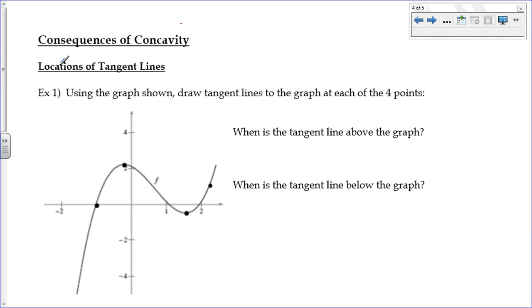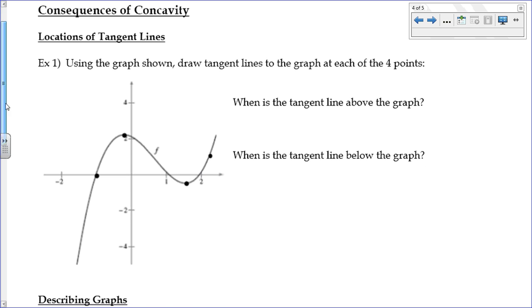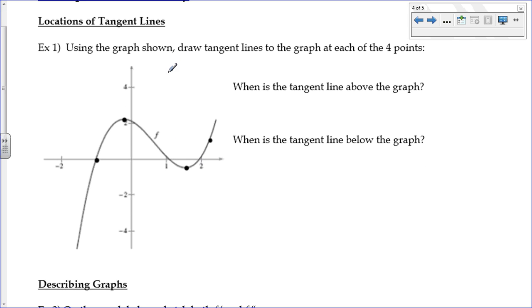All right, welcome to part 3 of our discussion on concavity. We've talked about so far graphs and how concavity looks on a graph. We've talked about algebraically, how do you find intervals of concavity, and algebraically, how do you find points of inflection. And these next 2 pages are going to be on the consequences of concavity, basically what happens because we know about concavity. Well, one of the things we can talk about is locations of tangent lines.